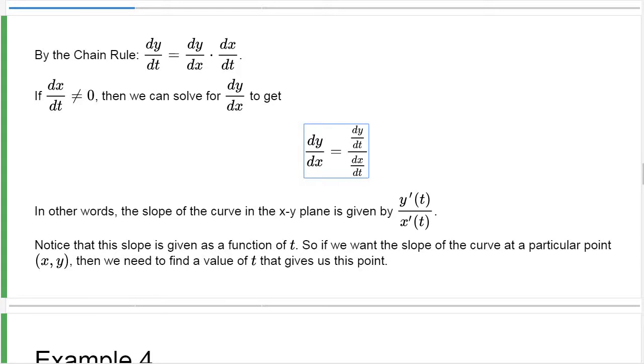So the derivative of y with respect to x, which is the slope of the curve in that graph up above, is the derivative of y with respect to t divided by the derivative of x with respect to t. Or think of it this way, y prime over x prime. If you think of those as functions of t, these primes are derivatives with respect to t. That means we found the derivative of y with respect to x as a function of t, not as a function of x or y or both, but a function of t. So if I give you a particular point in the xy plane, in order to find the slope there, we need to know the t values that give us that point so that we can calculate this.